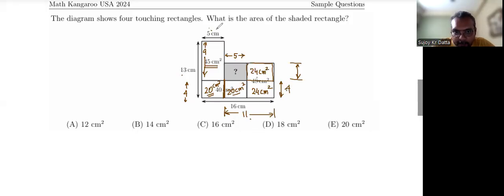Next, we already know this is 5 and this is 5. So this part, which is like total 16 minus the 10, we already figured out is 6. So if this is 6 and that's 24, this becomes 4 centimeters. So we have got 5 centimeters here and 4 centimeters here. So this therefore becomes 20 square centimeters. So that is the answer to this question.